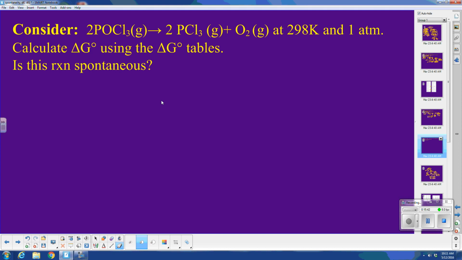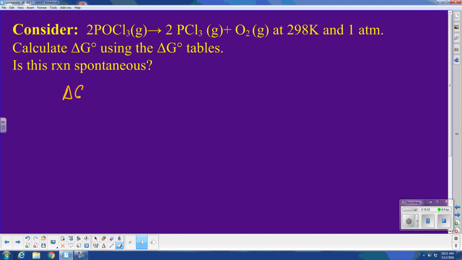So I've got this thing here, and I want to figure out if this is spontaneous. So I'm going to calculate my delta G prime. Delta G prime is going to be equal to products, right? I'm going to say M times my delta G prime F for my products minus N times delta G prime F for my reactants, okay? Good, so what are my products here?